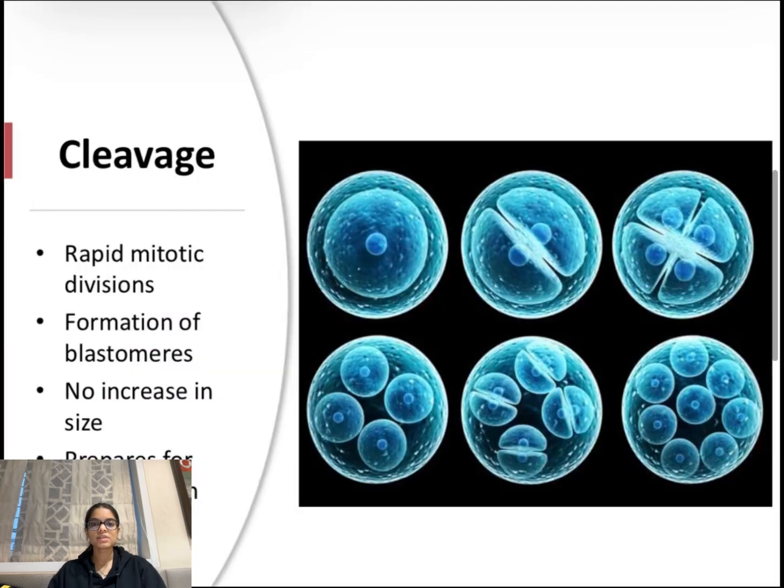Cleavage. Cleavage is a series of rapid mitotic divisions of the zygote resulting in smaller cells called blastomeres. During cleavage, the overall size of the embryo remains unchanged because division occurs within the zona pellucida. Cleavage increases the number of cells and prepares the embryo structurally and functionally for implantation in the uterus.